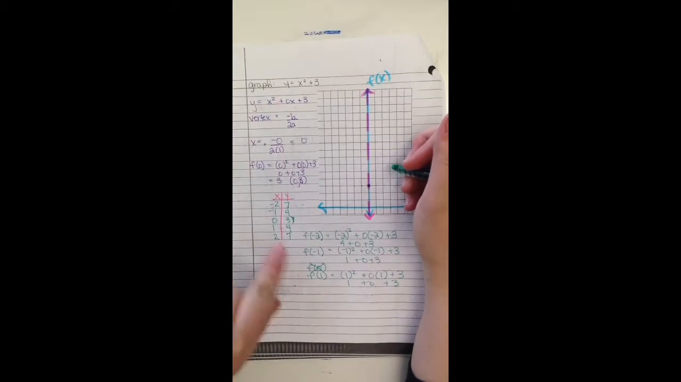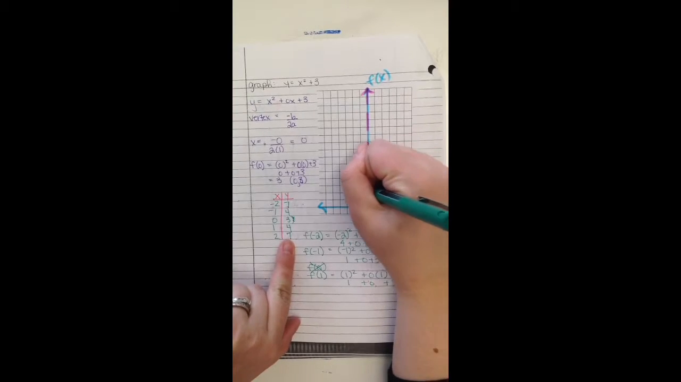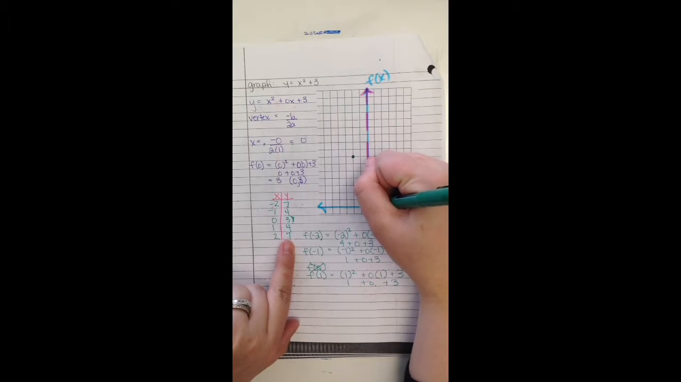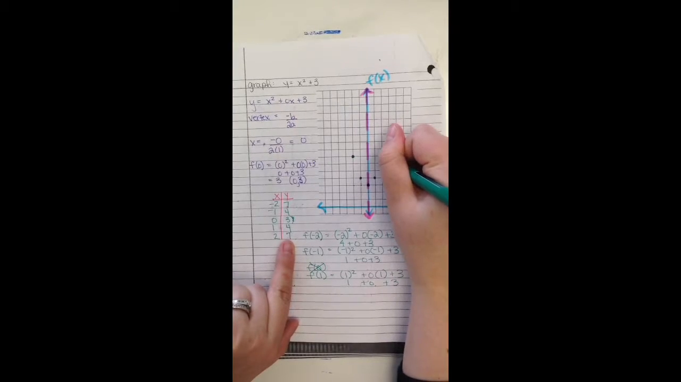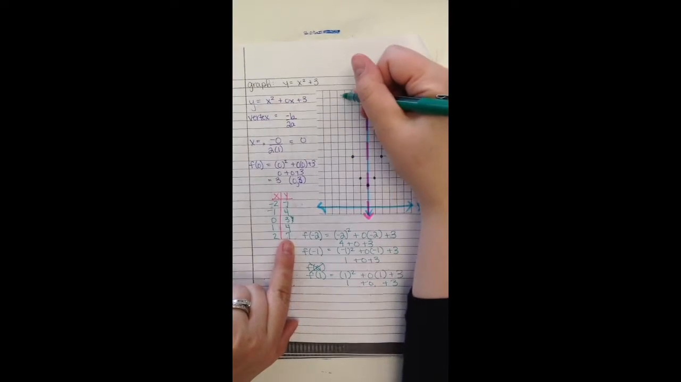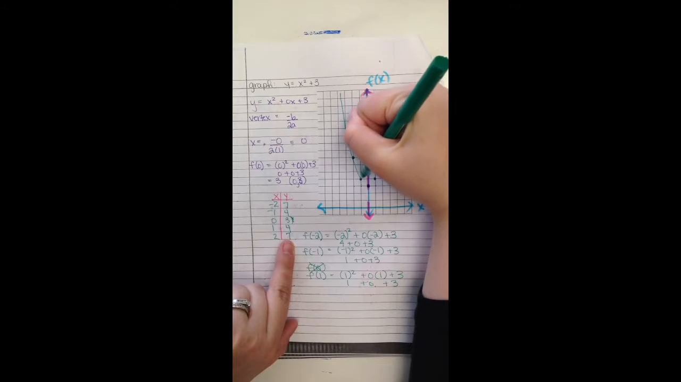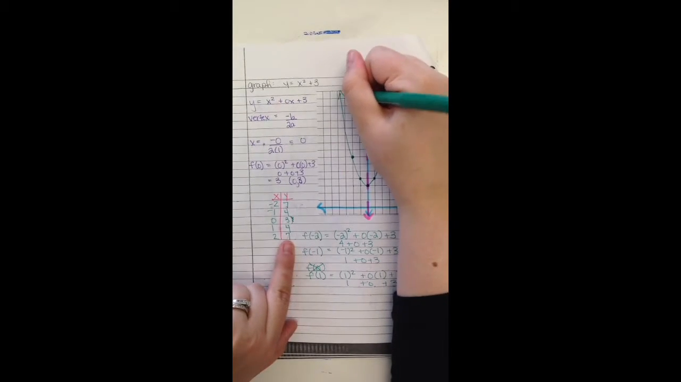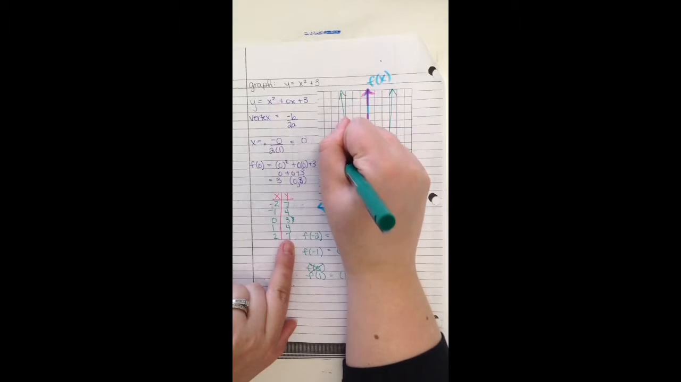I'm not even going to do it down here. So I have negative 2, 7. So negative 2, 1, 2, 3, 4, 5, 6, 7. Negative 1, 4. Negative 1, 1, 2, 3, 4. There's my vertex. And then I have 1, 4, and 2, 7. I can draw in my curve. And since these keep going forever, draw those arrows in. Don't forget to label your points.